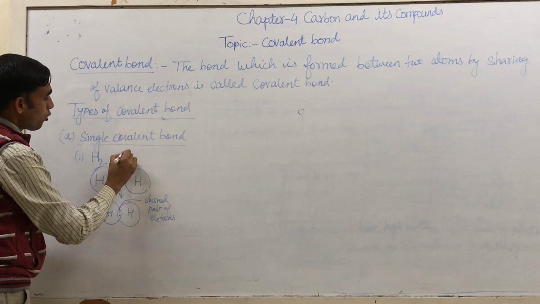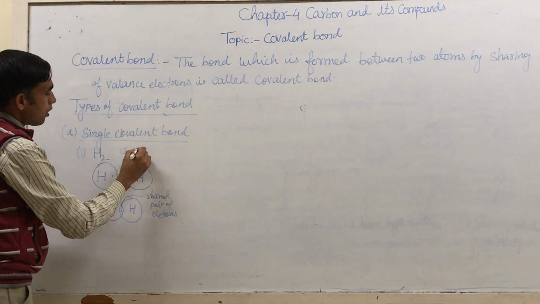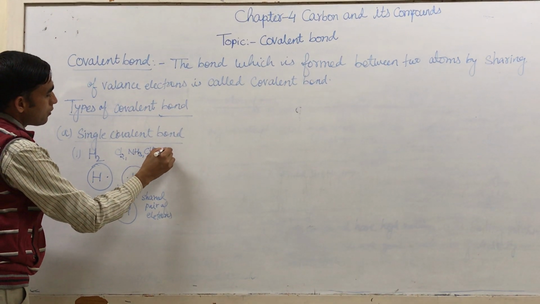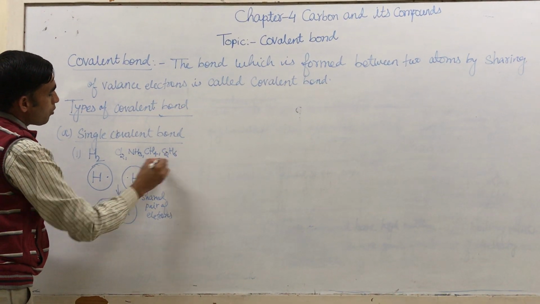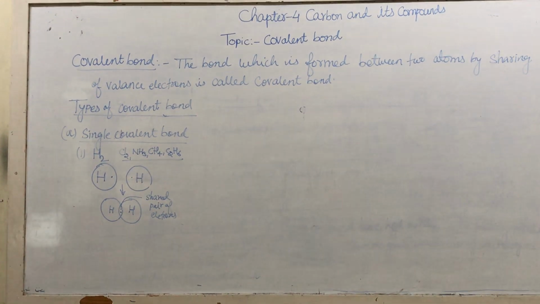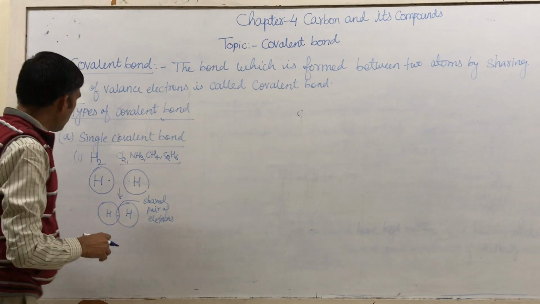Similarly, we can take chlorine, ammonia, methane, ethane, and some other molecules. So we can explain the formation of single covalent bond in these molecules also.